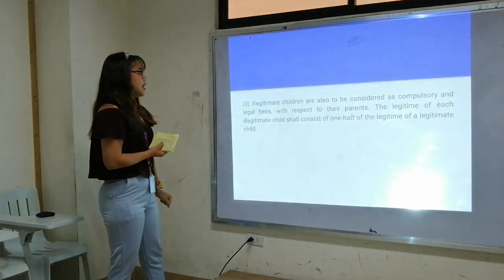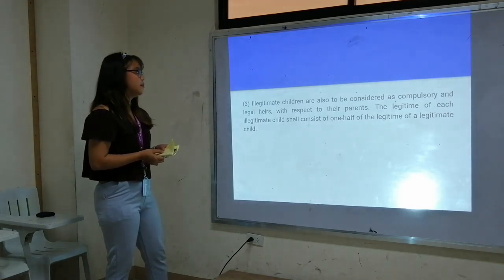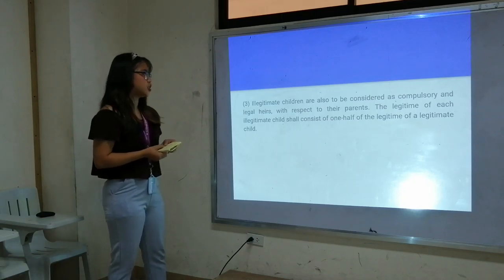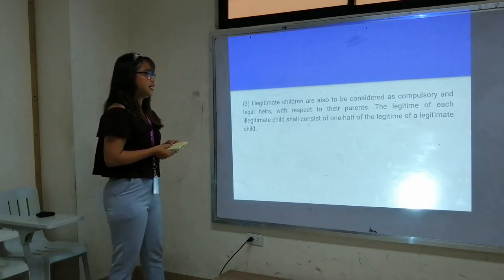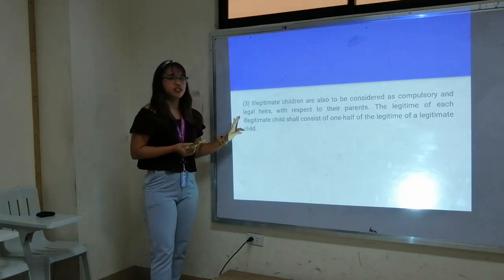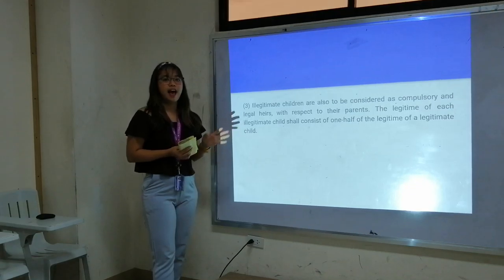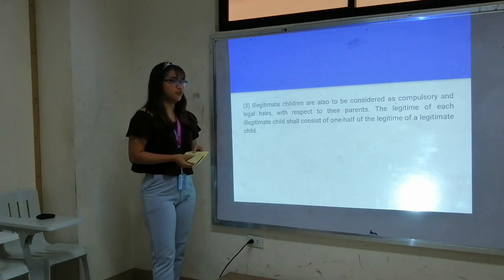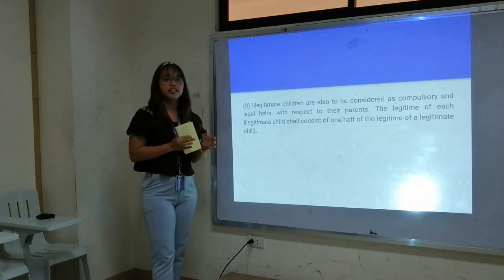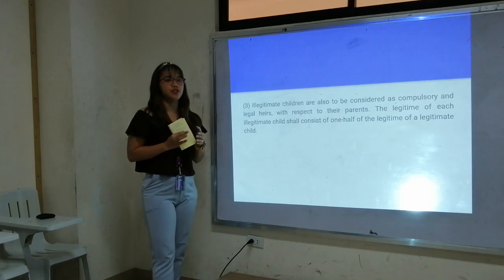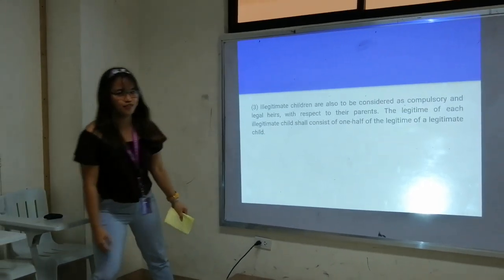Next slide, please. Illegitimate children are also to be considered as compulsory and legal heirs with respect to their parents. The legitime of each illegitimate child shall consist of one half of the legitime of a legitimate child. So, in here, an illegitimate child is entitled to one half of the share of the legitimate child. So, if a legitimate child inherited 1 million pesos from his or her father, then the illegitimate child is entitled to 500,000 pesos as inheritance. So, thank you.